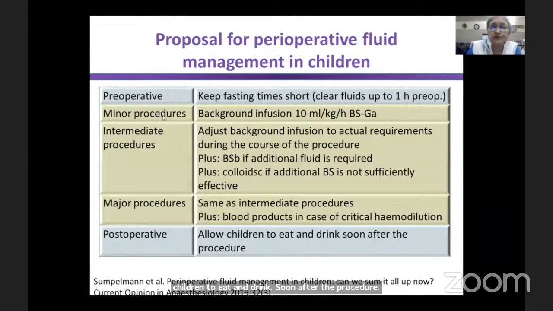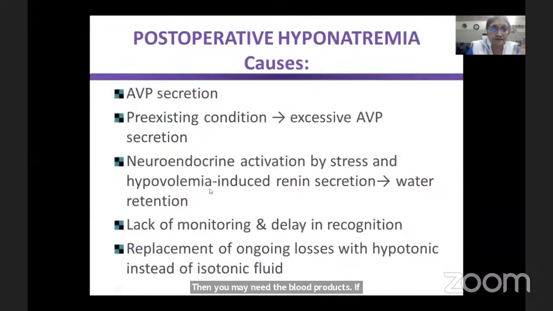And if it's a minor procedure, you just need a background infusion of 10 ml per kg per hour of balanced salt with 1% dextrose. If it's an intermediate procedure, then in addition to this, you will need some balanced salt solution as additional fluid requirement. Plus, to maintain hemodynamic stability, you may need colloids. And if it's a supramajor procedure, then you may need the blood products if there's a critical hemodilution.